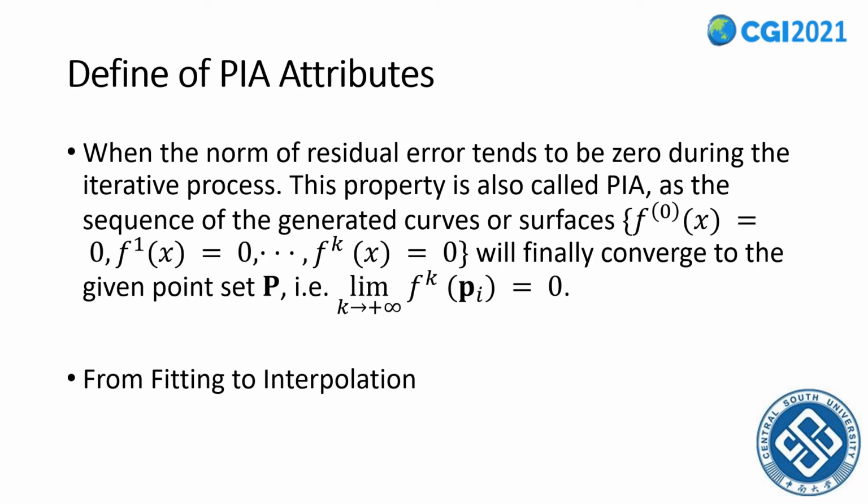When the norm of the residual error tends to 0 during the iterative process, this property is also called PIA, as the sequence of generated curves or surfaces will finally converge to the given point set P. That is, as the iteration number k tends to infinity, the implicit function of p_i will finally tend to 0. This is the way to reconstruct a surface from fitting to interpolation.